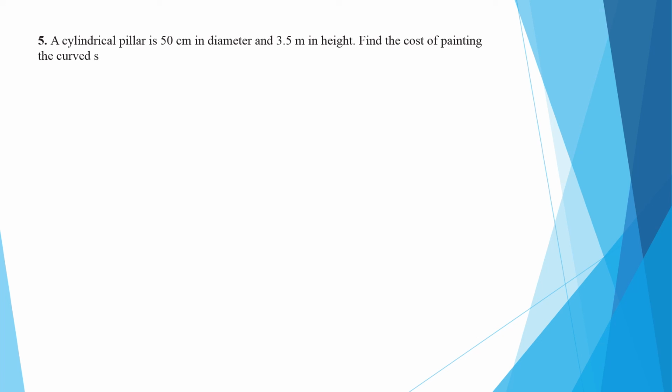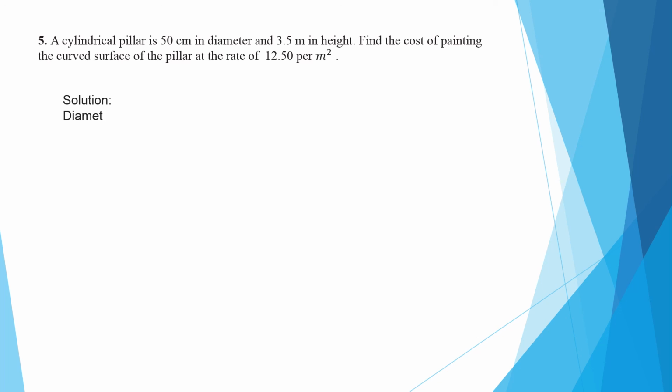Now see the next one. In this question, one cylindrical pillar is there which is 50 centimeter in diameter, meaning the diameter of the cylindrical pillar is given as 50 centimeter and its height is 3.5 meter. Find the cost of painting the curved surface area of this pillar, and we need to find the cost at the rate of rupees 12.5 per meter square. The question is clear. We need to paint the cylindrical pillar whose diameter and height is given. So let's begin the solution.